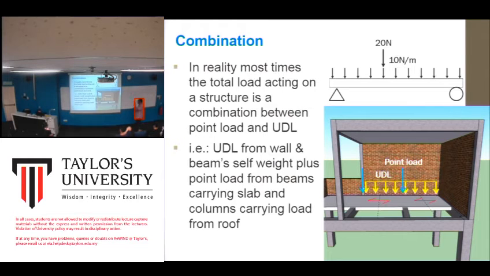As you can see here, here is the UDL from the wall and also this slab. And then apart from that, we have this intersection beam. A beam connects with another beam below this wall. This is a point load. And another point load here, a point load from this column.